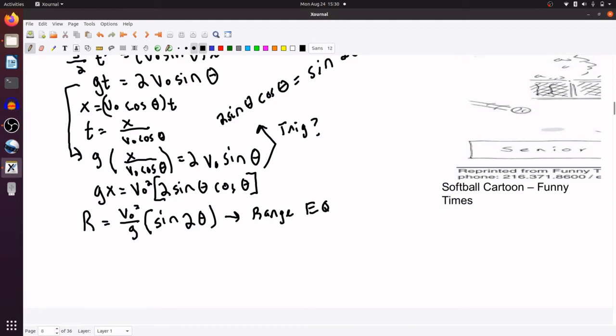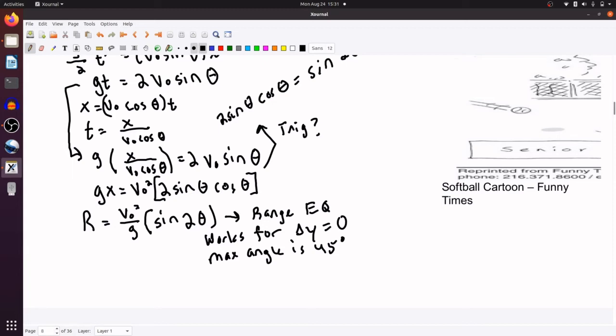Range equation. Basically, this works for a delta y of 0, meaning you have to start and end at the same height. Okay, so that's one of them. Another thing is the max angle can't be larger, so we'll just say max angle is 45. So it's also basically a maximizing equation, because where did I get 45, you ask?